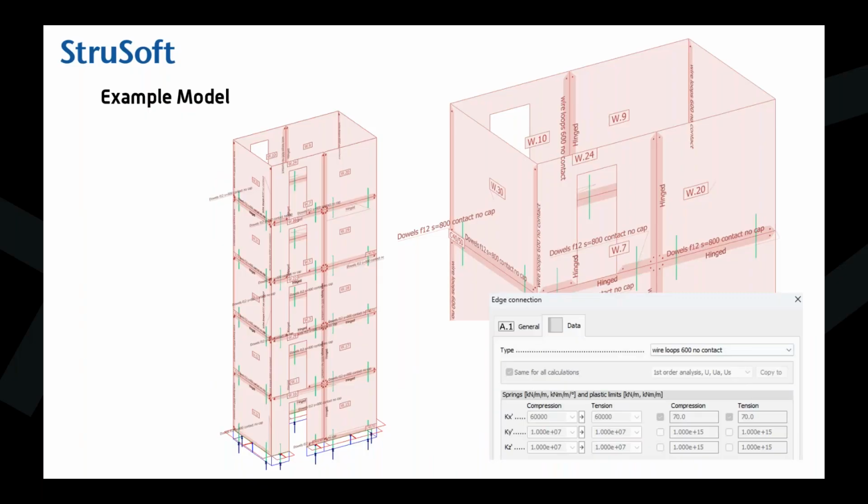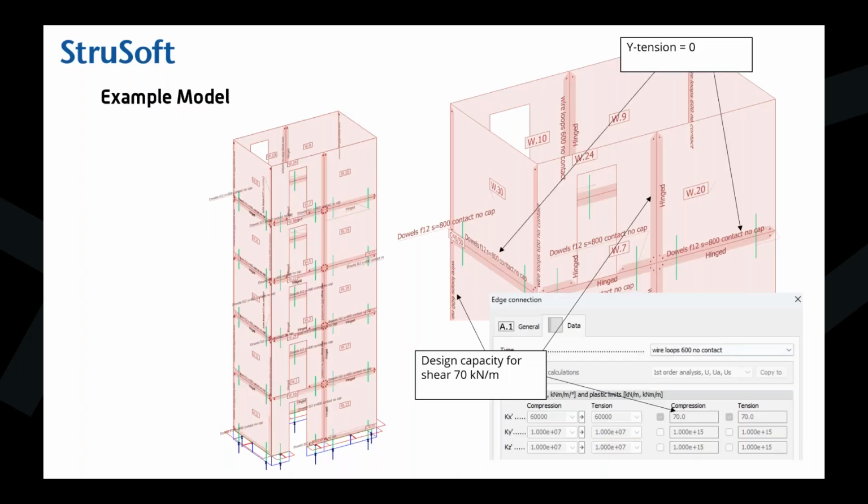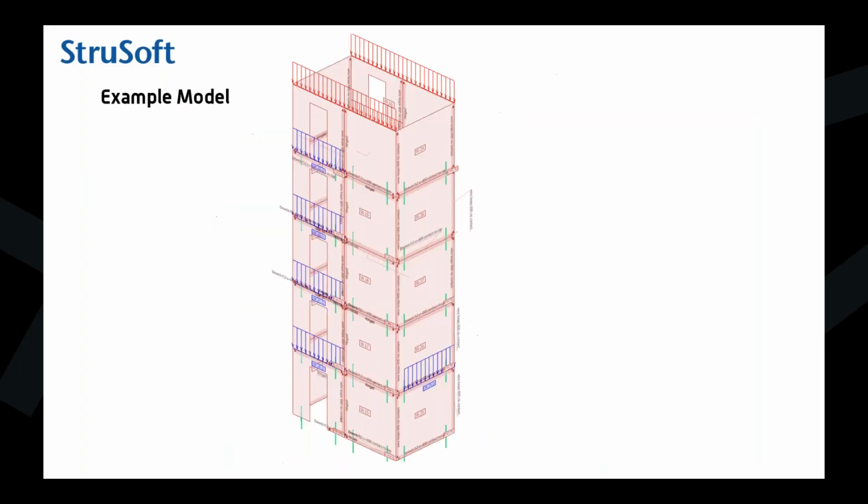And this is our behavioral model, so we have put that the capacity of the wire loops is 70, so they are fed in this field. So all the vertical connections can only take 70 kilonewtons per meter, and the horizontal connection cannot take tension. And of course, we have to use the endpoint separation, as you already know.